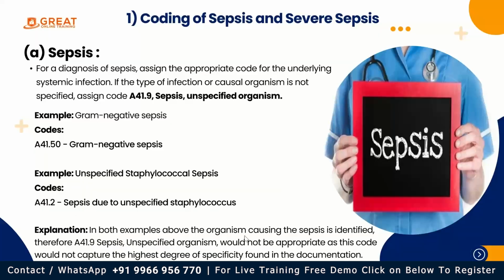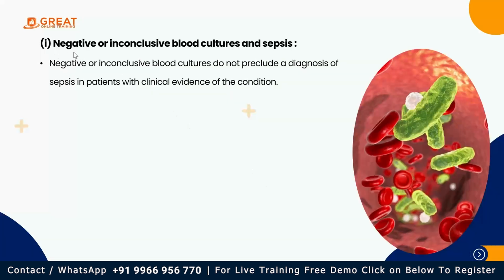In both the examples above, the organism causing sepsis is identified. Therefore, A41.9, which is sepsis, unspecified organism, would not be appropriate, as this code would not capture the highest degree of specificity found in the documentation. Next, the first guideline in this sepsis section: negative or inconclusive blood cultures and sepsis. Negative or inconclusive blood cultures do not preclude a diagnosis of sepsis in a patient with clinical evidence of the condition.